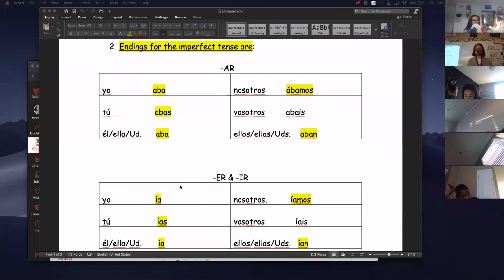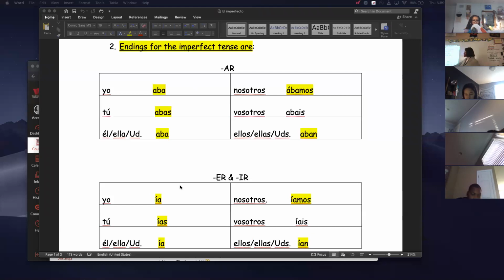So first of all, hold up your fingers. How many AR verbs have accents? How many AR endings have accents? Be holding up the one, right? Which form? Nosotros. Just that vamos is the only one that has the accent.